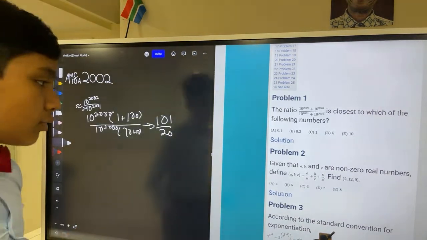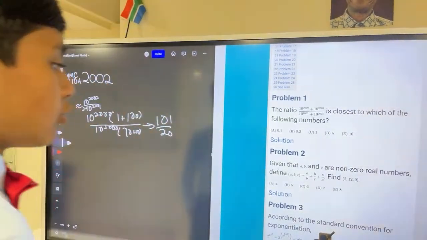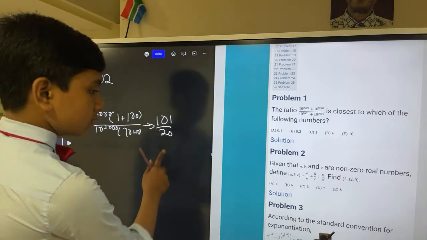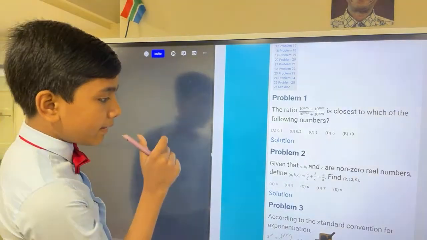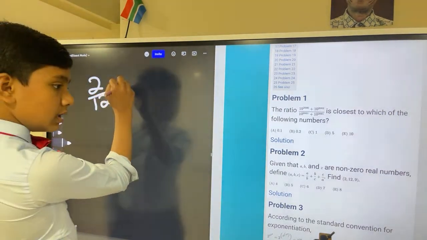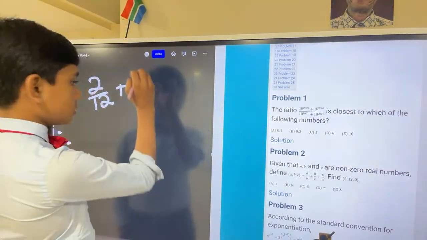Alright, second problem. Given that A, B, and C are non-zero reals, define A, B, C equals A over B plus B over C plus C over A. Find... it's just a computational problem. Okay, that's not that bad. There's not really an approach to solving this. It's just computations.